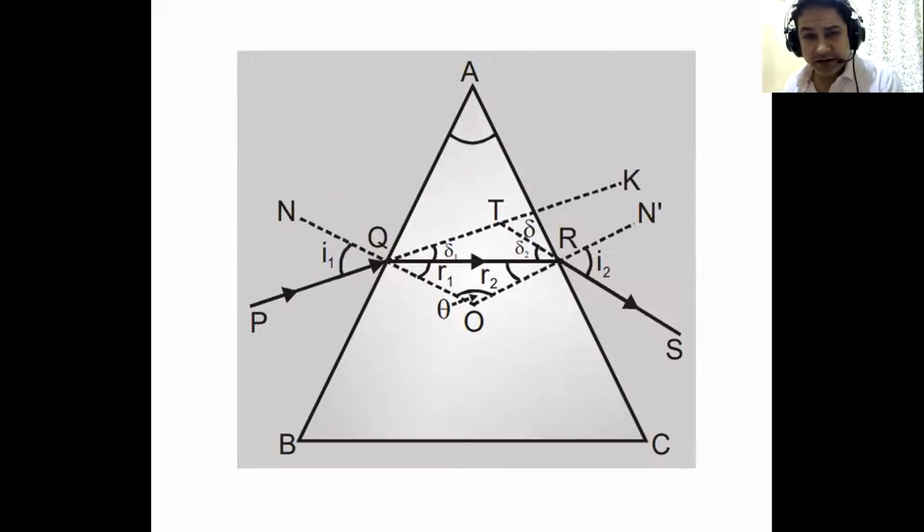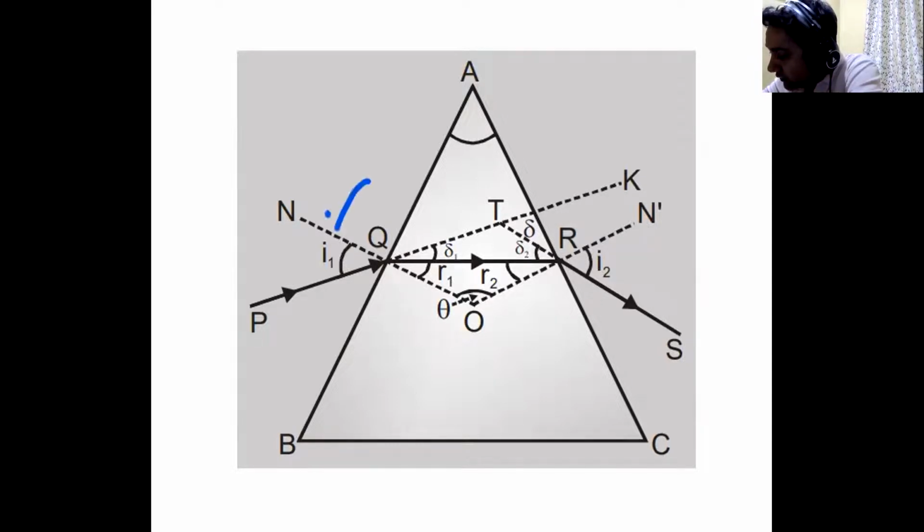This is the next diagram, and this is the only diagram that we are supposed to draw in this entire topic. With this simple diagram, we should be able to understand everything about prism and what happens in a prism. I will give you time to do that. I will just mark out important things here.